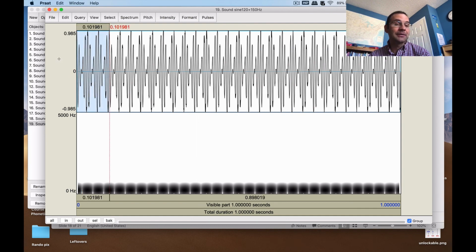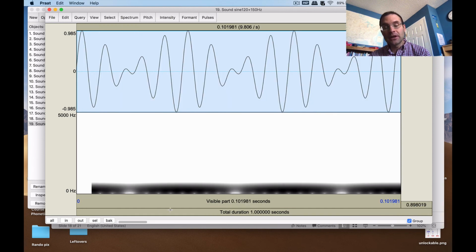Okay, so what is the greatest common denominator of 120 and 150? Turns out it's 30. So you divide 120 by 30, you get 4. You divide 150 by 30, you get 5, right? So 30 hertz should be our frequency for this one. If 30 hertz is the fundamental frequency, the period should be 1/30. 1/30 is something like 0.033 in decimals.